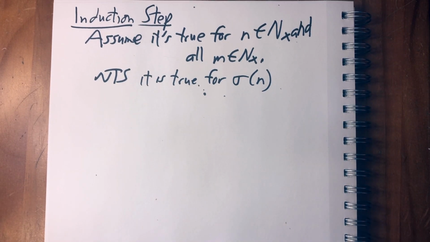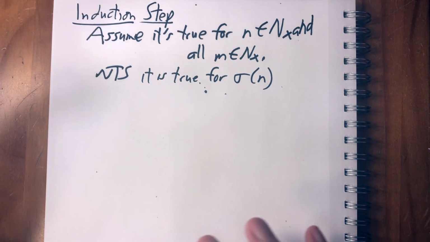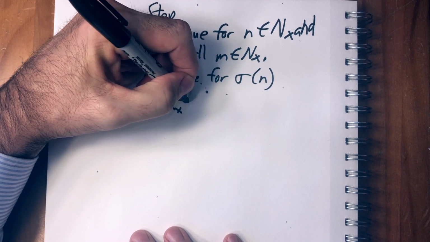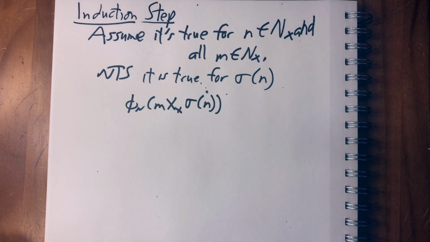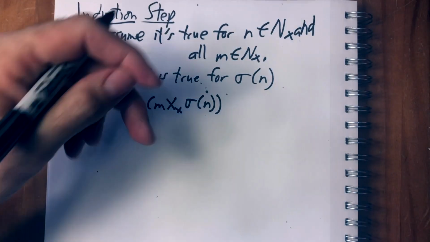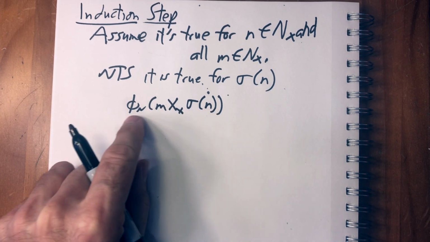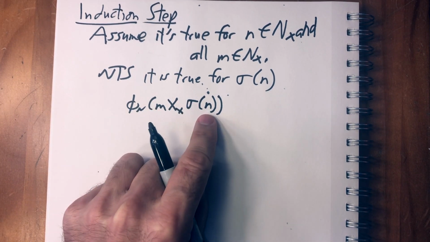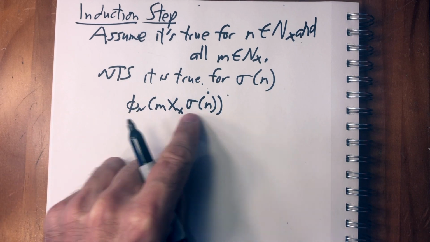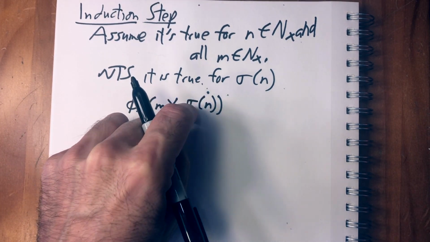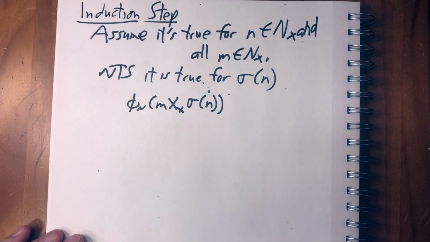Okay, so again, just a series of applications of our various axioms. So we start with phi of m times the successor of n. Remember, we're assuming it's true for n. So what we have to show is that it's going to be true for the successor to n. In other words, that this equals phi of m times phi of the successor to n. That's what we're trying to get to.